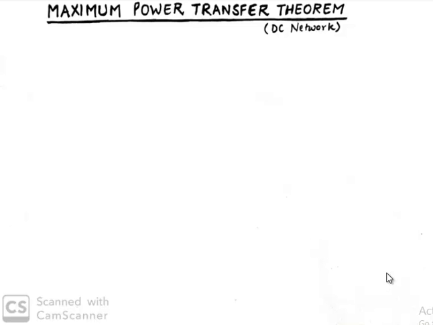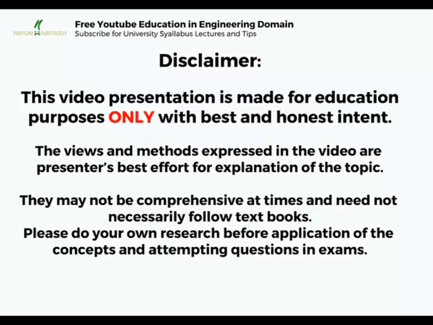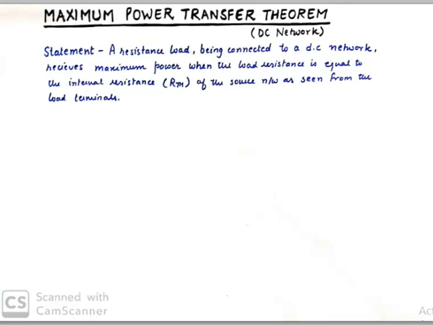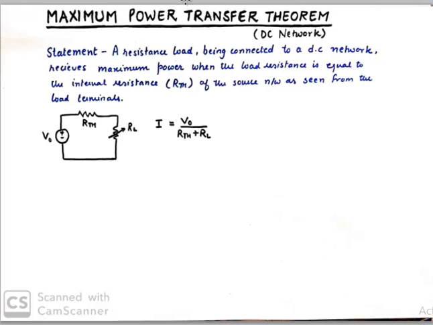So let's get straight into the maximum power transfer theorem for DC networks today. The statement for this theorem says that if a resistive load is connected to a DC network, it receives maximum power when the load resistance is equal to the internal resistance of the source network as seen from the load terminals. Now let's understand this statement because it's not very easy to comprehend as it is.